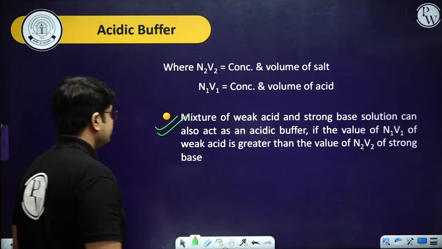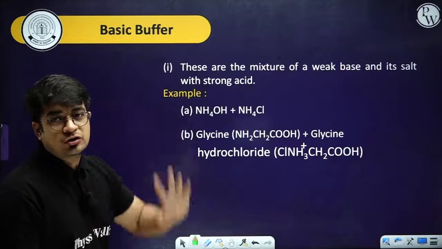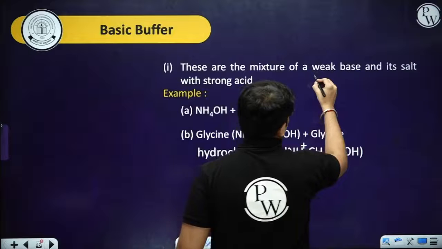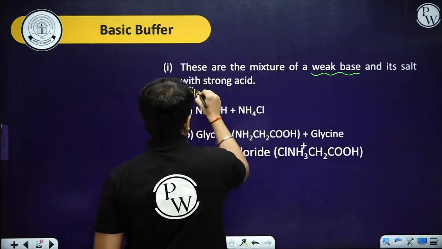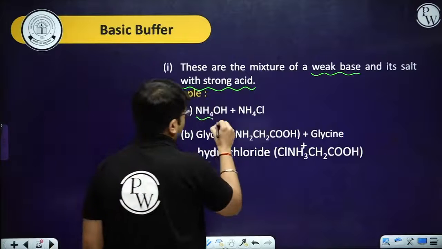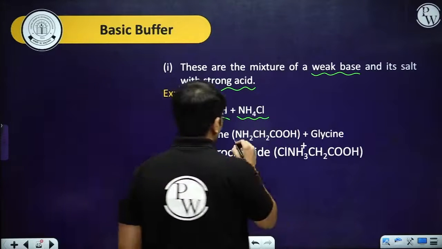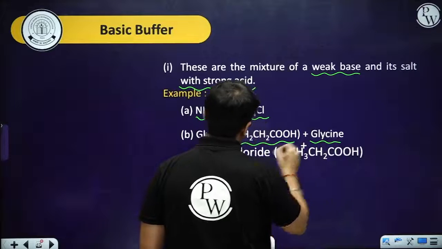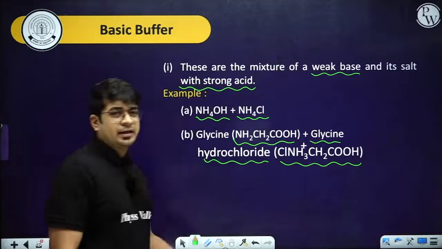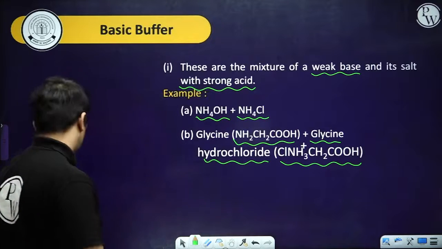Okay, now the next part is going to be very interesting, which is the concept of basic buffer. Now in this particular case, you are using weak base and its salt with strong acid. So for example, I'm using NH4OH with NH4Cl, or I'm using glycine with glycine hydrochloride, which is its salt. So you can take different examples with the help of that part, and rest of the part is easy.